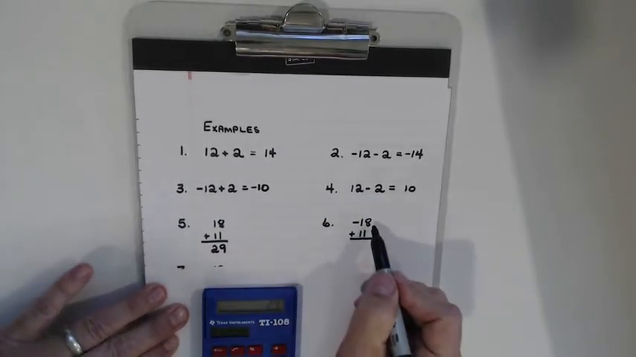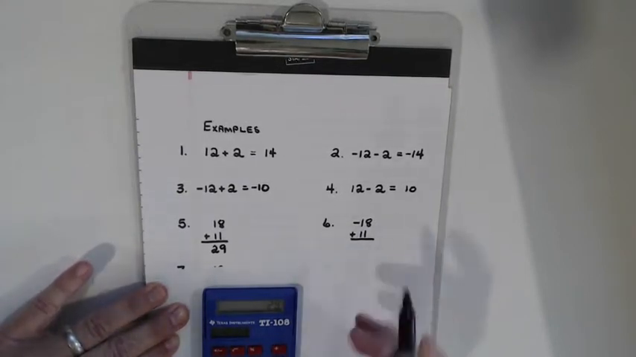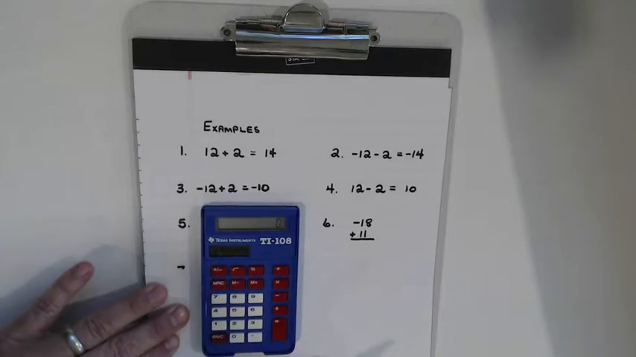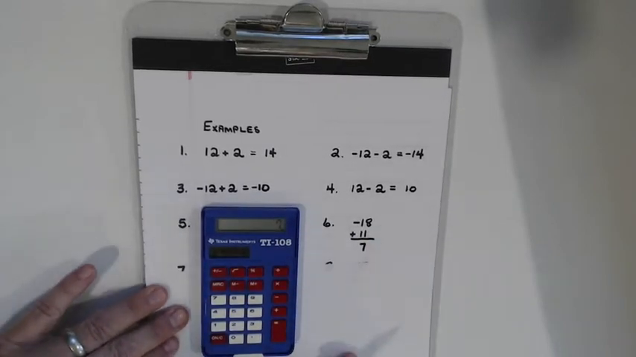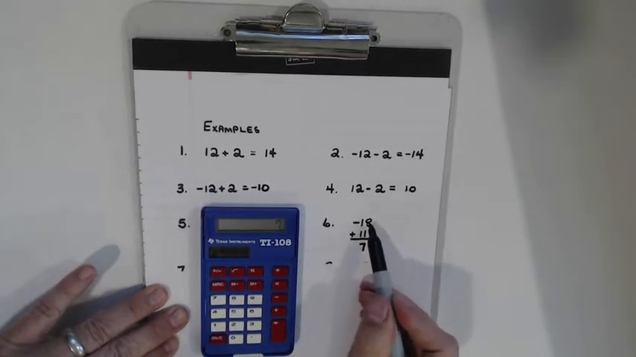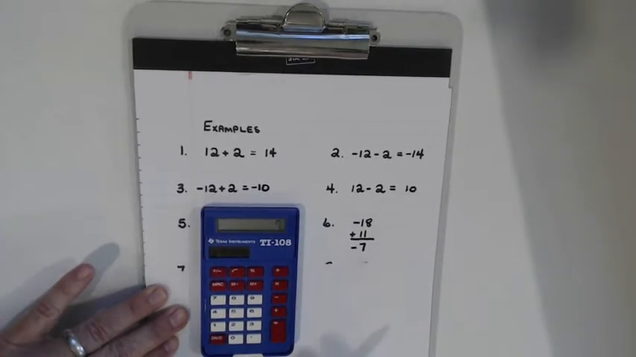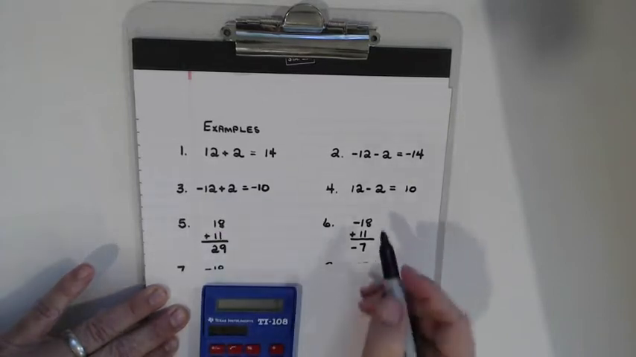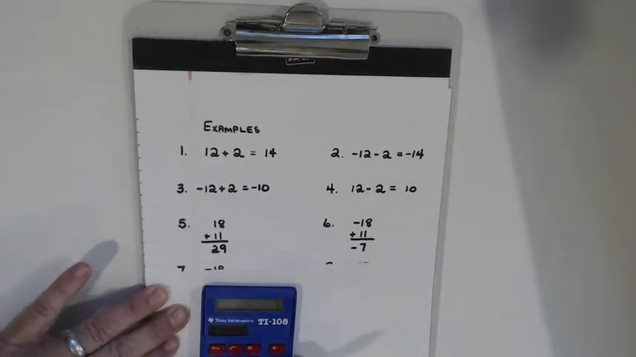Next one. What kind of 18? It's negative. What kind of 11? Positive. If the signs are different, I subtract. So I go 18 minus 11 is 7. Now I need to determine if that 7 is going to be positive or negative. Well, look at my numbers. 18 is bigger than 11, so my answer is going to be negative 7. If the signs are different, subtract and take the sign of the larger number.